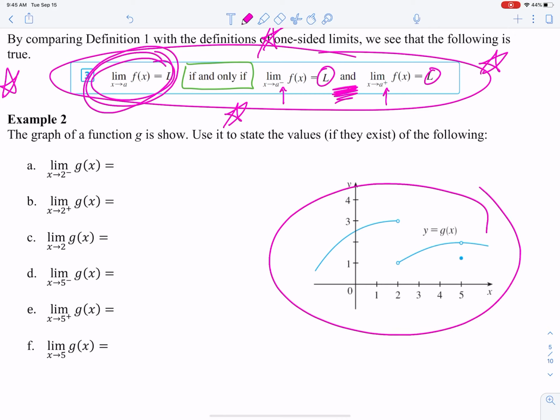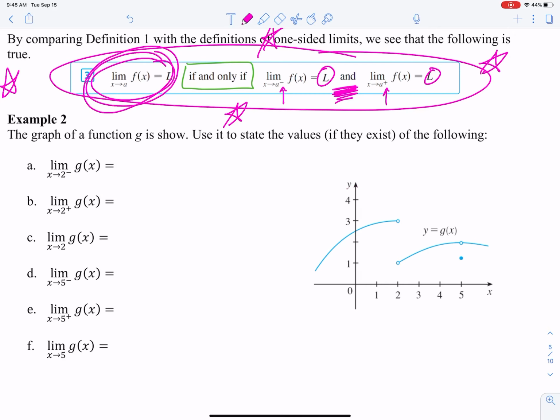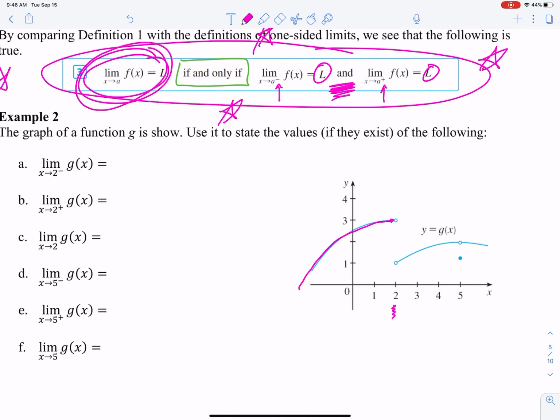So we're going to look at this graph and answer these questions here. All right, so the limit as x approaches 2 from the left. Here's 2. From the left, we're approaching. What is the limit? So remember, we follow the curve. That's what we do. So as x approaches 2 from the left, we follow the curve. What y value are we approaching? We can definitely see we're approaching 3.